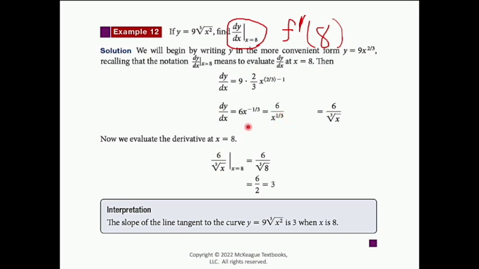This is an example of where I was saying that sometimes students forget and flip the 6 too. We're not going to write this as 1 over 6x to the 1/3. The 6 does not have an exponent that's negative, so the 6 stays in its original position.